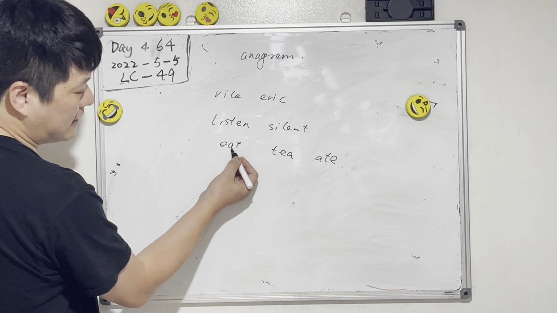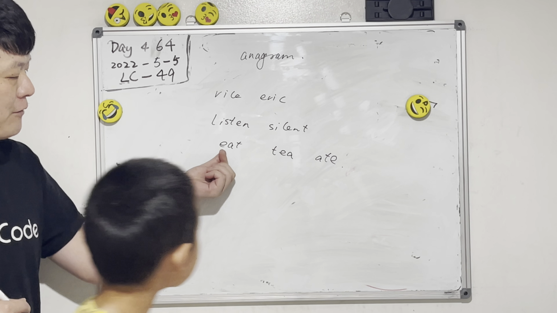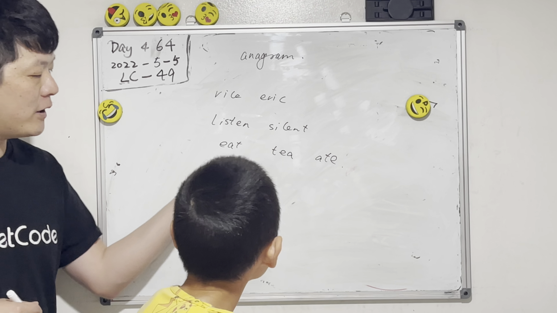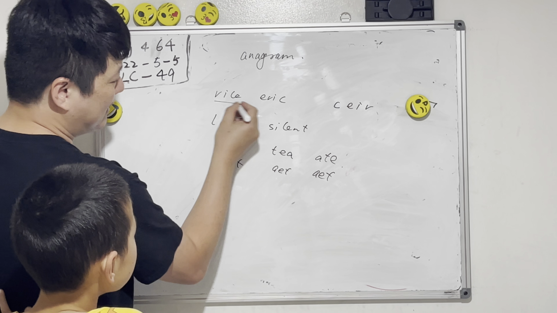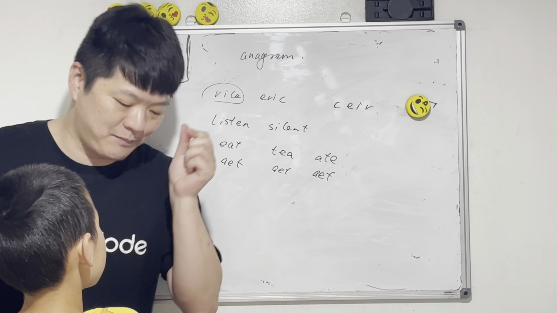Let's put it in another way. If we sort this one, we get A-E-T. If we sort this, A-E-T. If we sort this, E-I-R. Do you see what I'm getting? Basically, if we sort the anagrams, we get the same string.